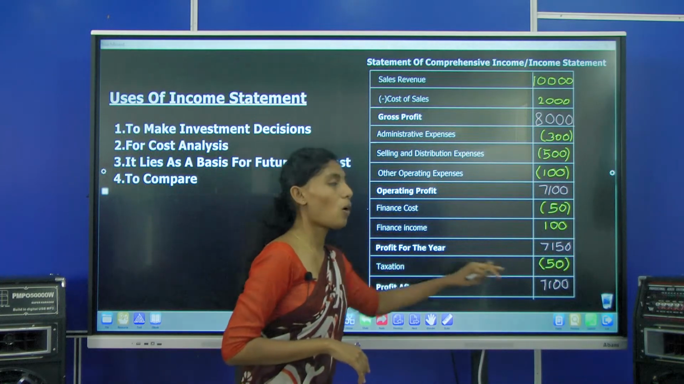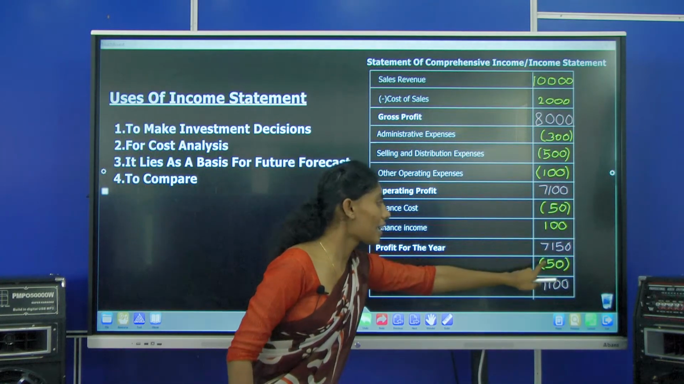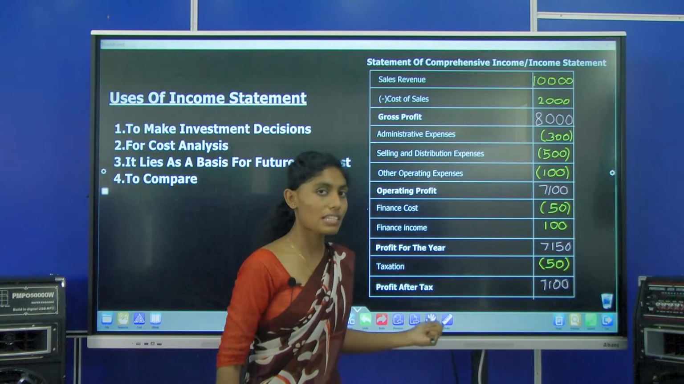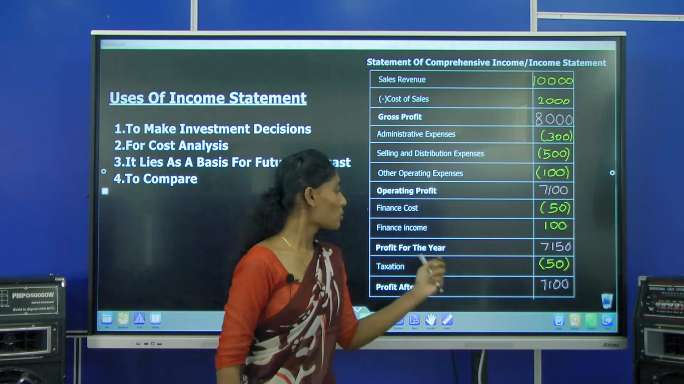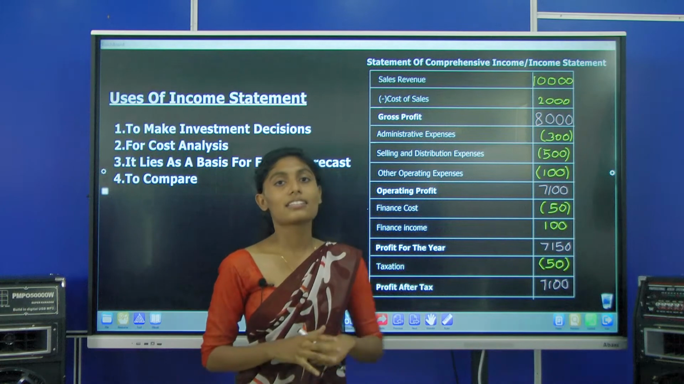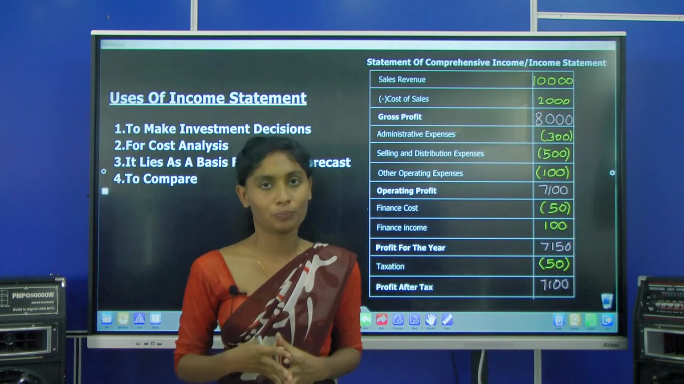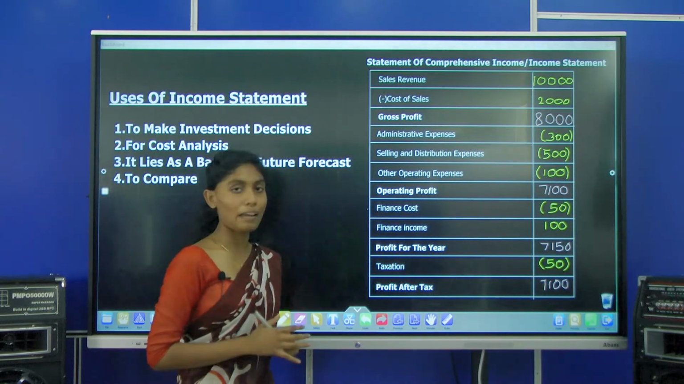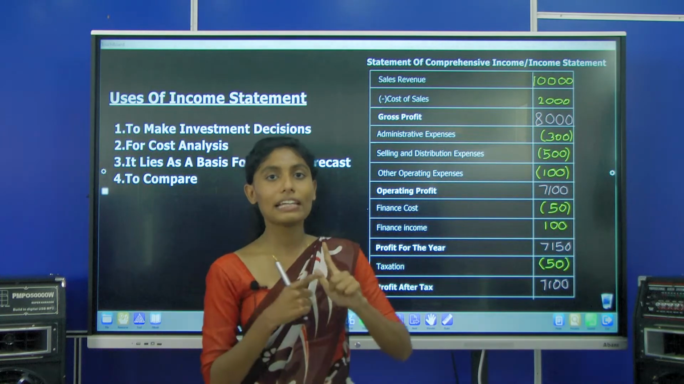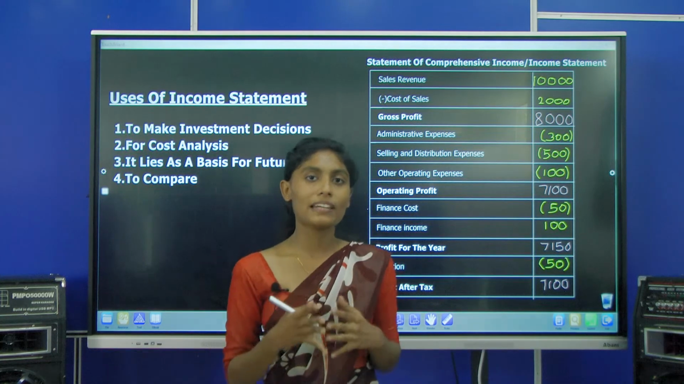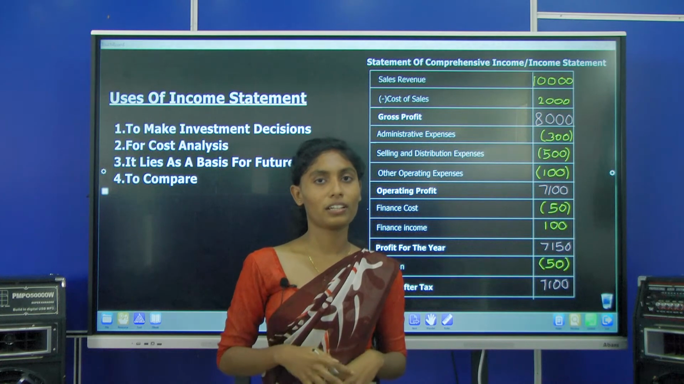So we go for the cooperative tax. We minus the tax, and you get the final answer as profit after tax. So this is the profit that belongs to the owner. This profit can be a distributed profit or retained profit. What do you mean by retained profit and distributed profit?